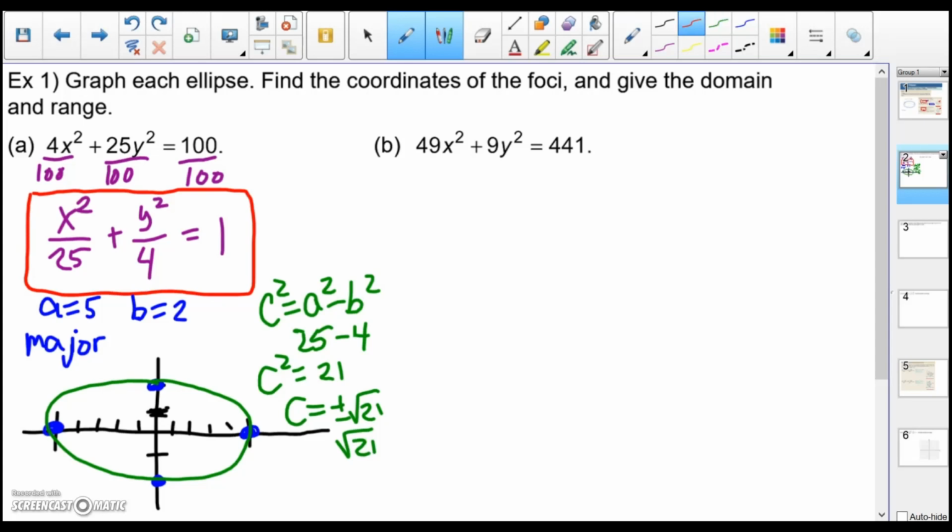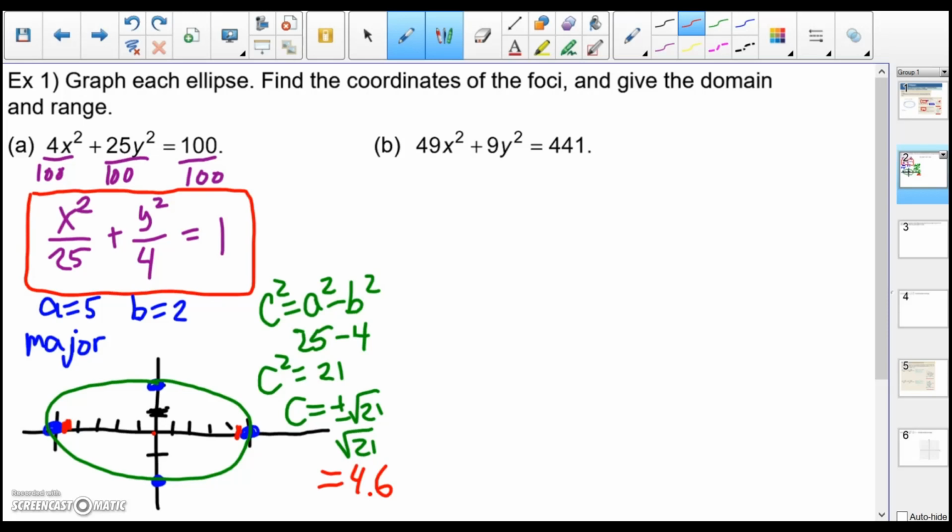Use a calculator to see that the square root of 21 is about 4.6 or so. And so if you had to graph the foci, you would start at the center, which in this case is 0, 0, and go along the major axis about 4.6 in either direction. Okay, so square root of 21 is about 4.6.